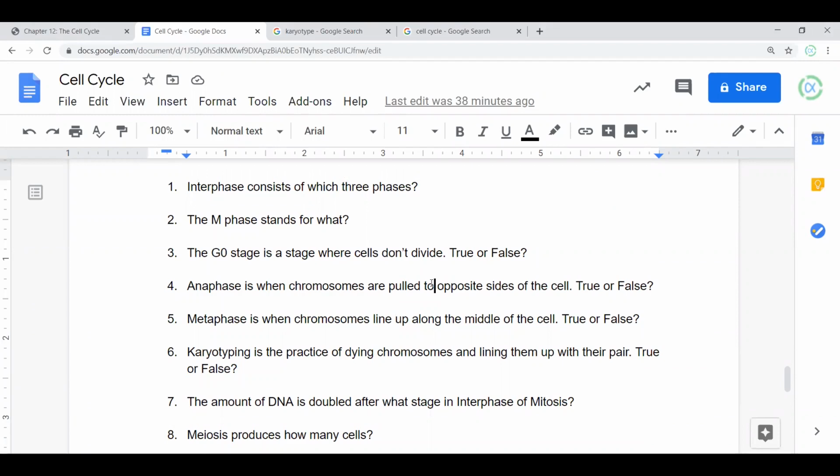So the first question, interphase consists of which 3 phases? Just type your answer in the chat when you're ready.